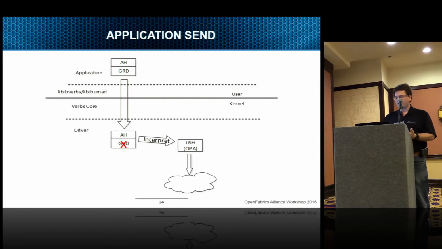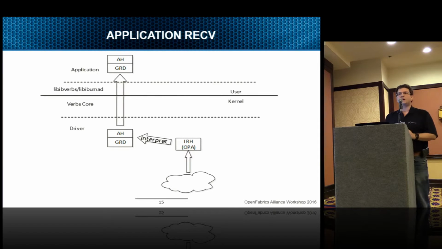It passes it down through libibverbs, libibumad, the verbs core, whatever layers. It hits the driver. The driver looks at that, interprets it, says, I know what to do with this. Strips off that GRD data, uses that data for the correct addressing, puts the OPA local routing header on the packet, sends it to the fabric. And of course, conceptually, the same thing happens on the receive side. We get that LRH in, we interpret that, say, I see that this is an extended lid, I see that this has extended addressing information, I'm going to tack on this GRD, that's going to be passed up to the application.